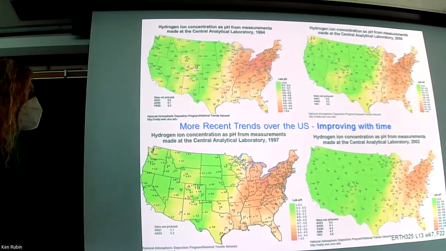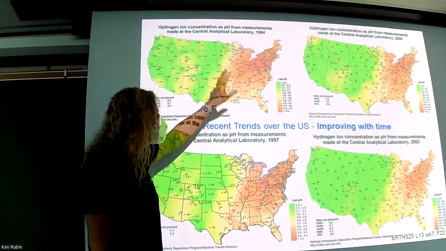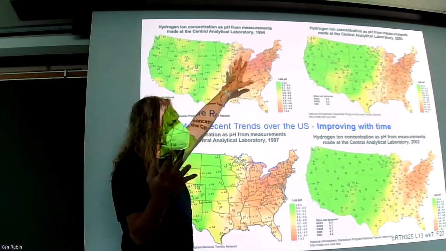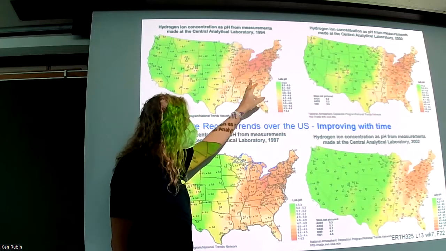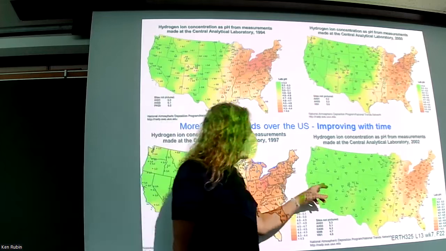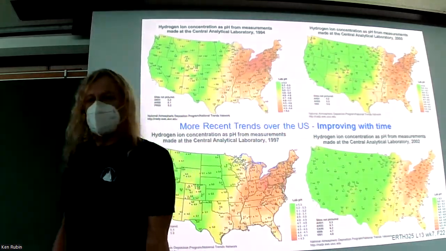So this is rain pH over the continental U.S. for 1994, 1997, 2000, 2002. And you can see orange being the really acidic rain and green being not so acidic. And you can see that the amount of orange is definitely going down.